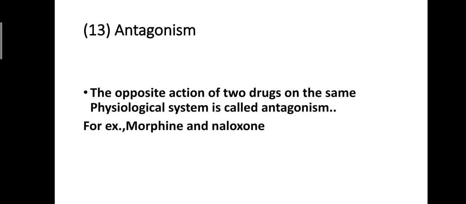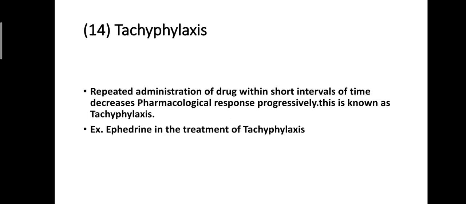Antagonism. The opposite action of two drugs on the same physiological system is called antagonism. Example, morphine and naloxone. These two drugs oppose the action of each other and give a low action.